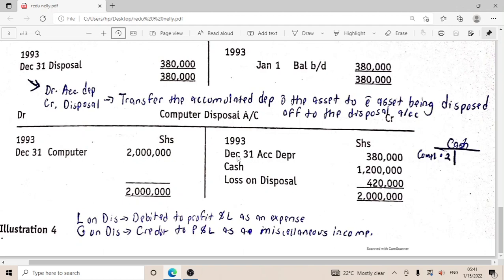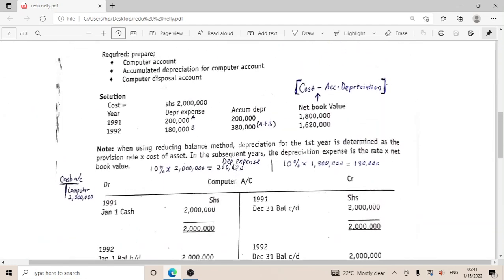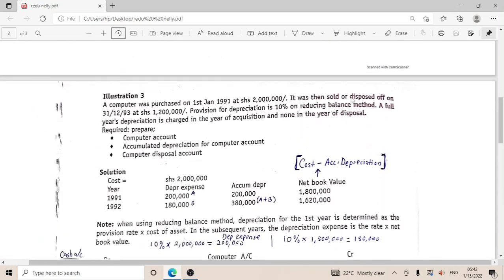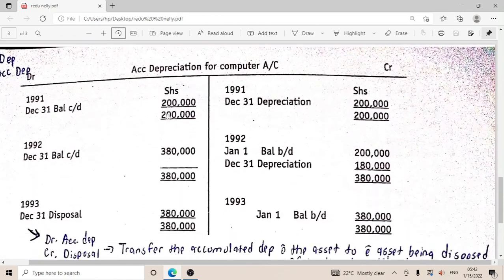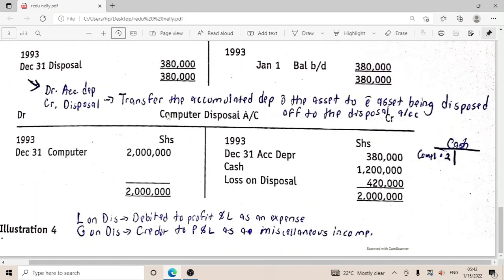And with this one, accumulated depreciation, that also crosses over. Remember, we had ended with the disposal this side in the accumulated depreciation account, and it crossed over to this side. So you know we have gotten this 380 and this 2 million. Now the cash is coming in from the question where they say he disposed, but he disposed on 31st. He disposed of this asset at 1.2 million. So you want to determine whether there was a gain or a loss on disposal. That's why we open up this computer disposal account.